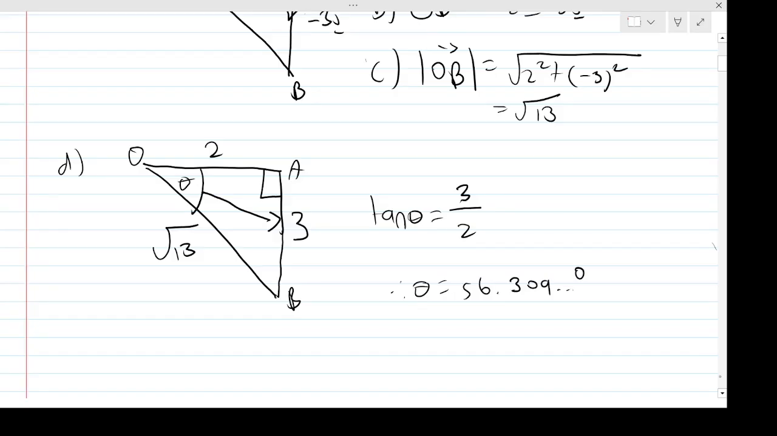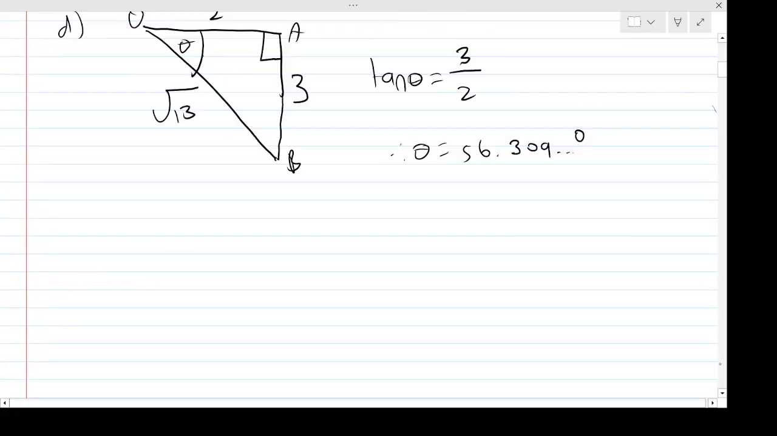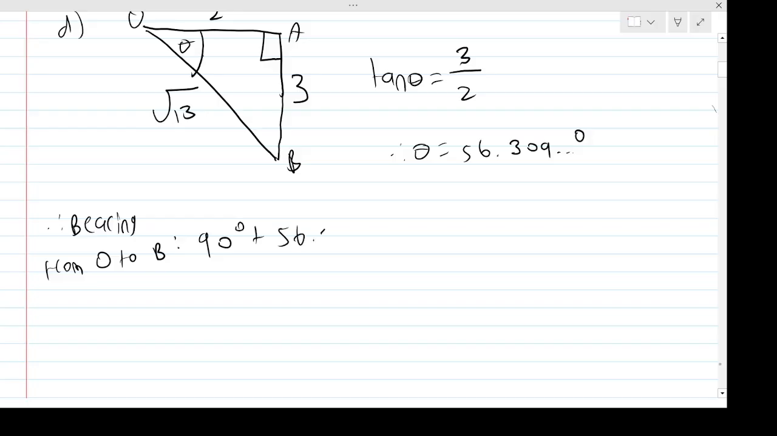Okay, cool. So then therefore the bearing, if we go back, the bearing from O to B is again the whole angle here, the 90 degree right angle and theta. So it's going to be 90 add theta, right? So bearing from O to B is going to be 90 add theta. So 90 add this 56.309, which if I do that is 146.3 degrees to 1 decimal place. Okay, and there we are.